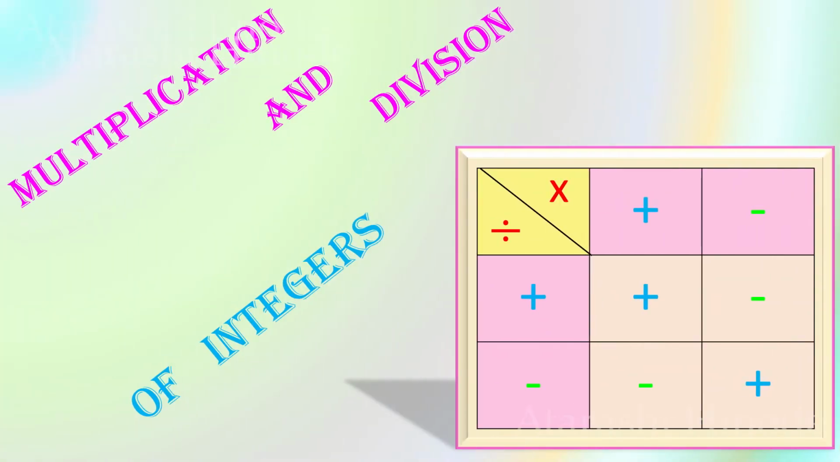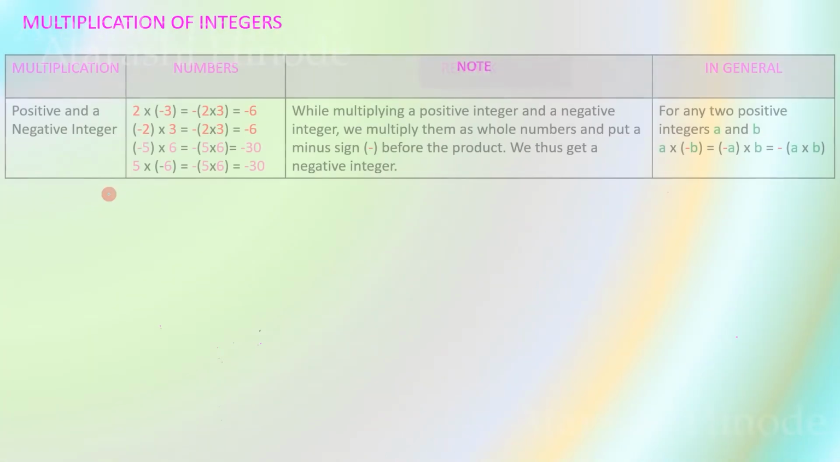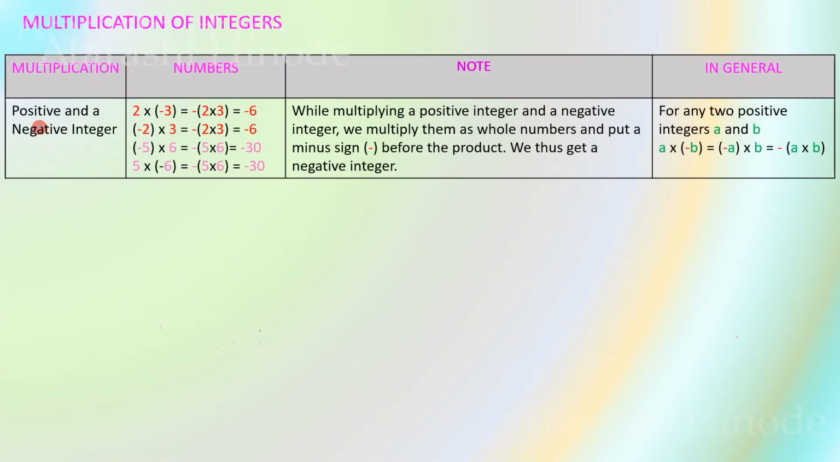Today we are going to learn multiplication and division of integers. First, let us learn how to multiply integers. First case is multiplying a positive and a negative integer.